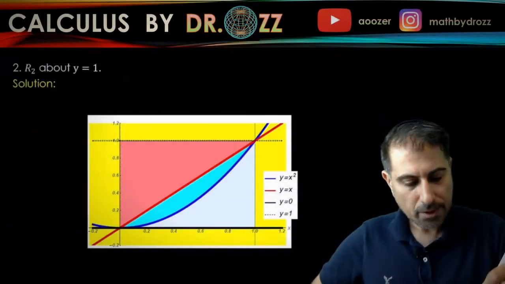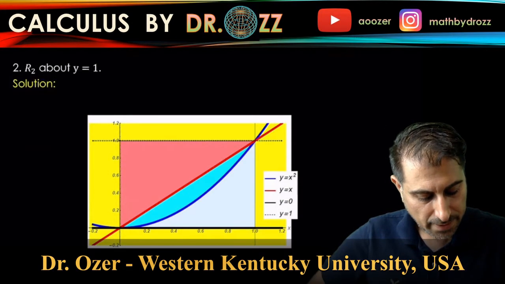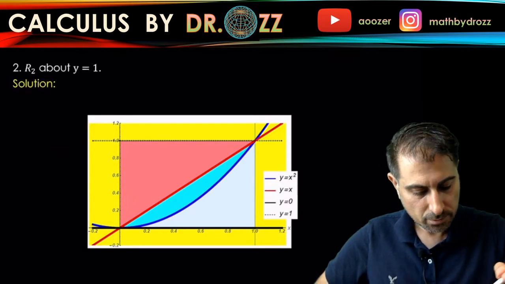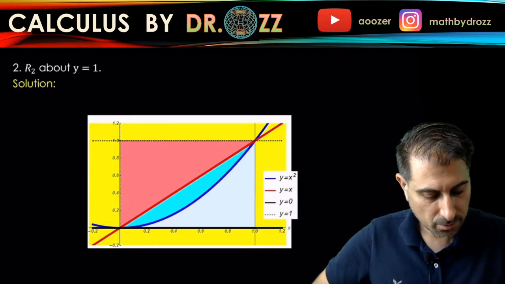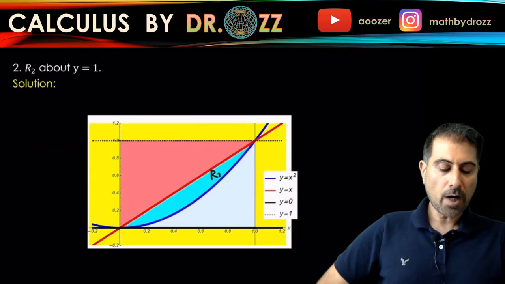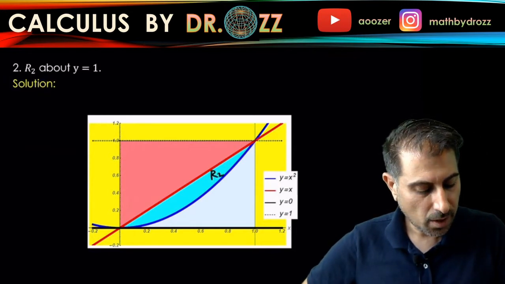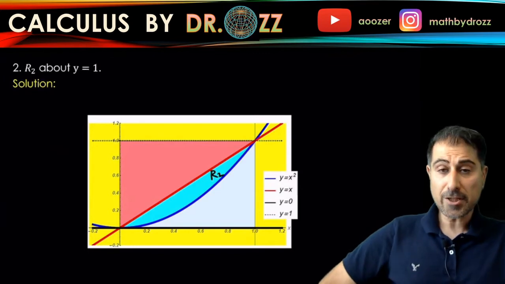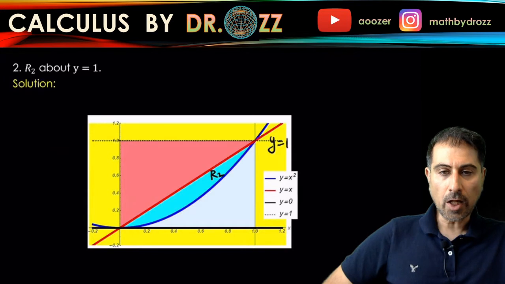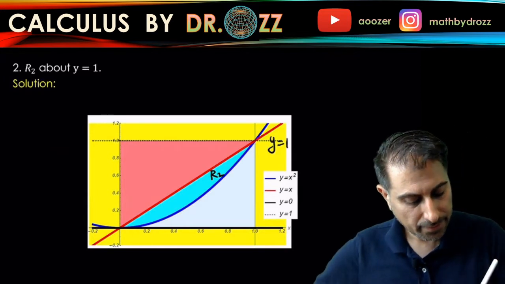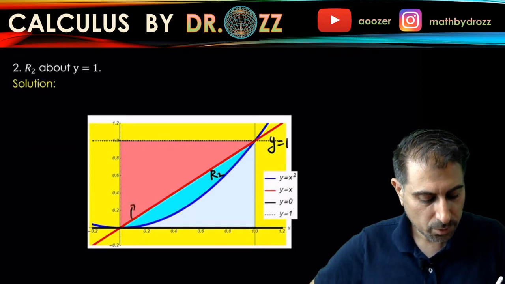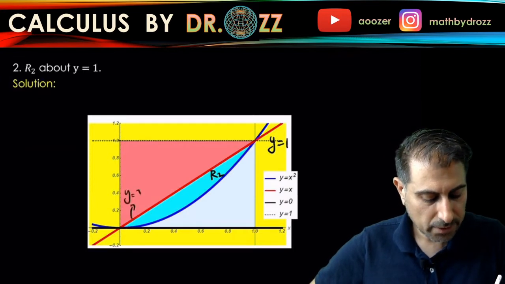All right, let's take care of part B. So we have this nice greenish, turquoise region, R2. And we're going to revolve R2 about the y equals 1 line. Here we go. This is the y equals 1 line, the dashed line. Okay. So R2, the region, is bounded by the red line and the blue curve. So the red line is, let's see, y equals x, and the blue curve is y equals x squared.